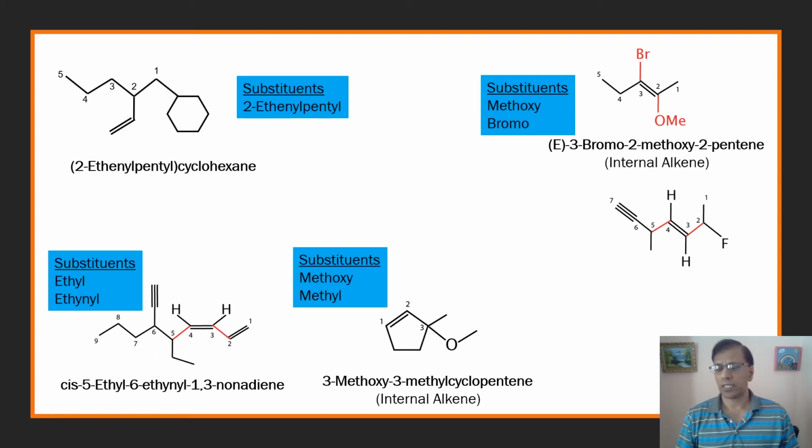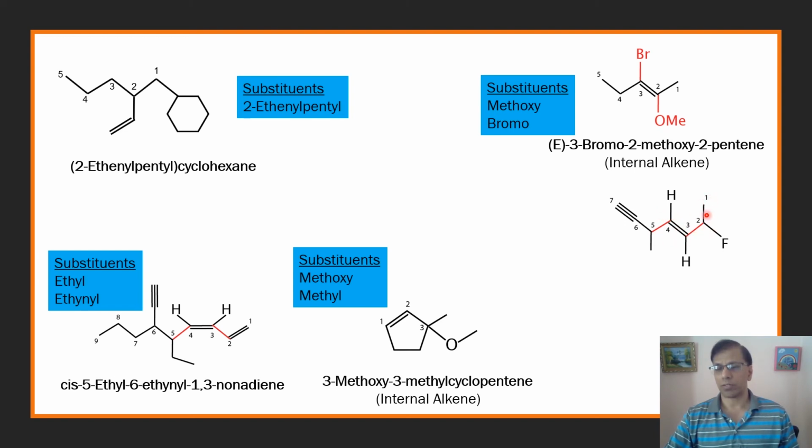In this case, you have a double bond and a triple bond in the parent chain. The parent chain is 1, 2, 3, 4, 5, 6, 7. So it has 7 carbon atoms in the parent chain, and for the numbering, if you recall, if you have a double bond and a triple bond, then the double bond has preference over a triple bond, and so you have to start numbering from the carbon atom that's closest to the double bond.